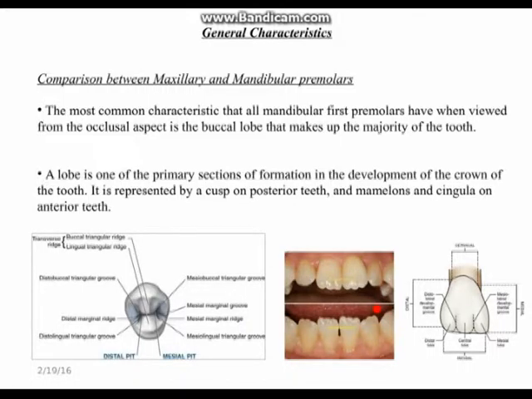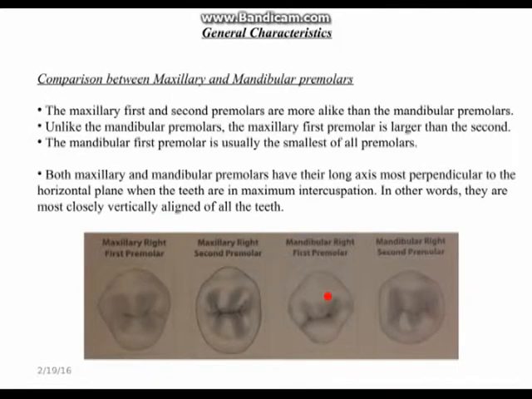Now, the reason why we have mamelons is it usually develops in kids who are mouth breathers. So whenever you see a kid with mamelons, you can tell right away that they're mouth breathers. So that's good to know.